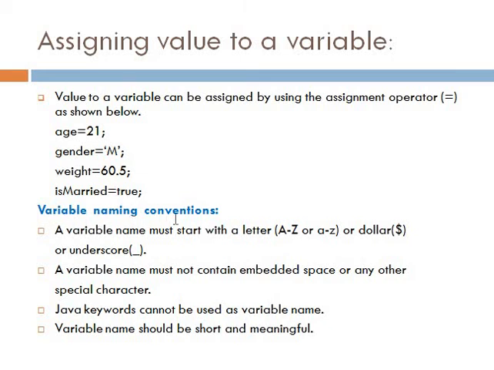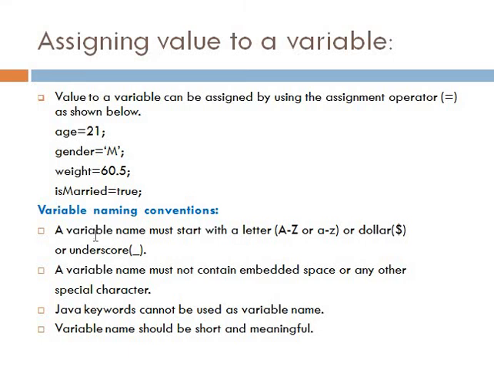Now there are some variable naming conventions. The first point is a variable name must start with a letter, A to Z in capital or a to z in small, or a $ sign or an underscore. The second point is that a variable name must not contain embedded space, okay. Any variable that you declare shouldn't contain any embedded space or any other special character. Then Java keywords cannot be used as variable names, and variable names should be short and meaningful.